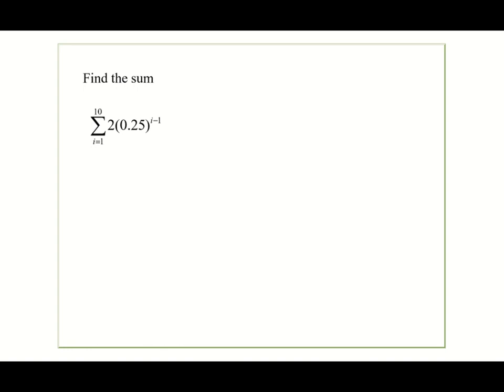Here's my example of my next geometric sequence. Once again, I know I'm geometric because I have a number being raised to a power. And in this case, my sequence starts at 1 and ends at 10. So once again, it's finite. So I'm going to do my first term times 1 minus r to the number of terms over 1 minus r. So my first term, in this particular case, I'm going to plug 1 in for i.